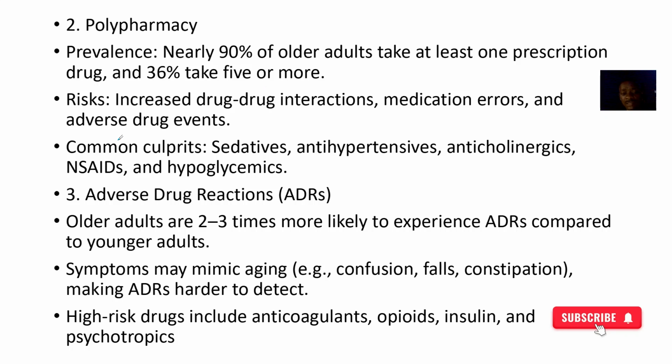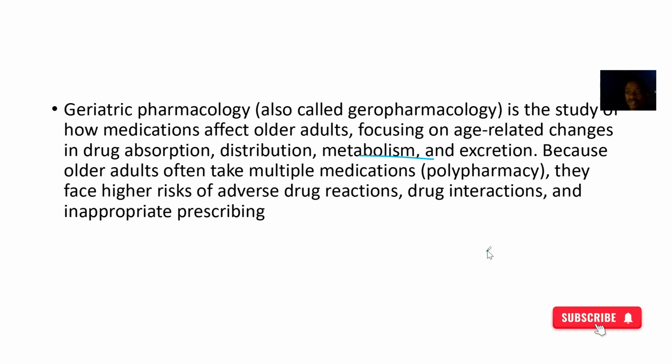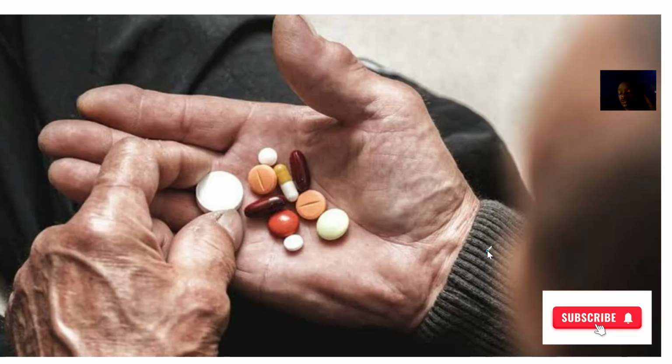So you also look at the aspect of adverse drug reactions. Older adults are most likely to have these adverse drug reactions, and symptoms may also mimic old age. You also look at high-risk drugs like anticoagulants and opioids, particular drugs that are likely to cause more issues to the person than others. So when you're giving it, you always consider and give the drug that is user-friendly for the individual.